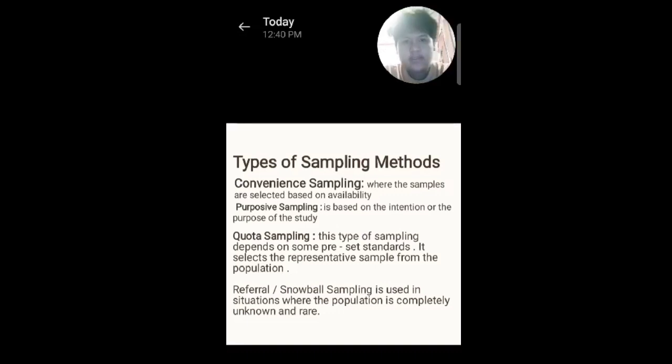Quota sampling. This type of sampling depends on some preset standards. It selects the representative sample from the population. Referral snowball sampling is used in situations where the population is completely unknown and rare. Gigamit ra siya sa mga panagsaram kita.